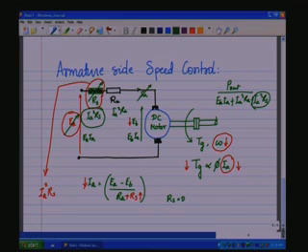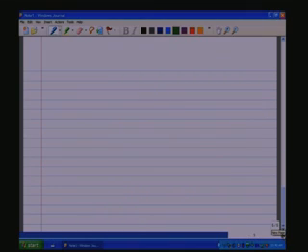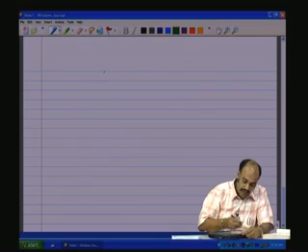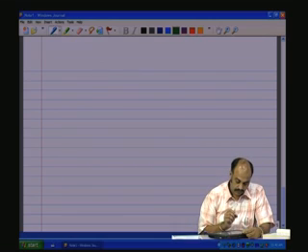I am just going to rewrite this: P out divided by EBIA, the power delivered to the armature, plus IA square RA plus IA square RS, and we see that this is going to reduce the efficiency of the motor. So, it is preferable to do armature voltage control rather than rheostat control.